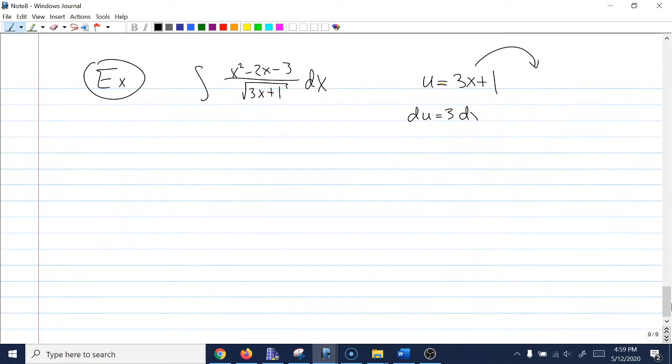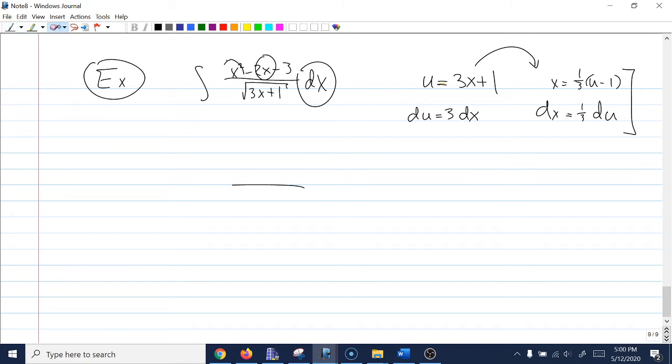du is 3 dx. Oh, this is where I was when the stylus started freaking out. I bet that's what it is. x was 1/3 u minus 1. dx is 1/3 du. Using these rules on this dx and this x and this x, and use this rule on this 3x plus 1.